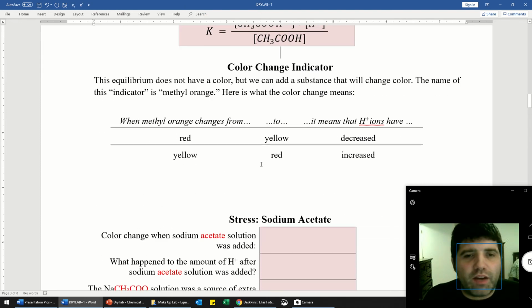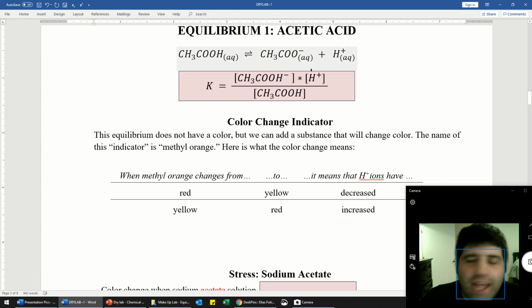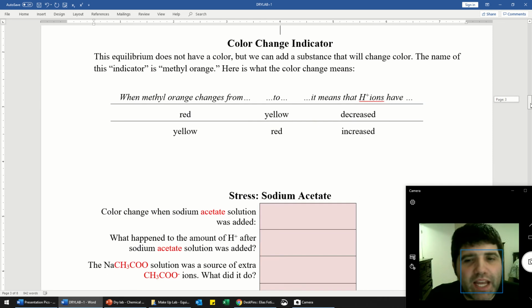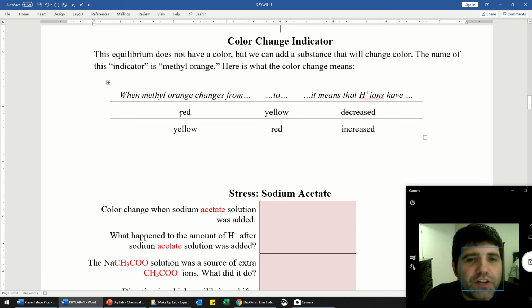So for this one, we are going to be looking at a change in color. However, this reaction itself doesn't have a color, so we're going to be adding something extra to make it change color. What we're going to add to it is an indicator called methyl orange. It changes color between red and yellow, and when it goes from red to yellow, that's telling us that the amount of H+ ions has changed and they've decreased.